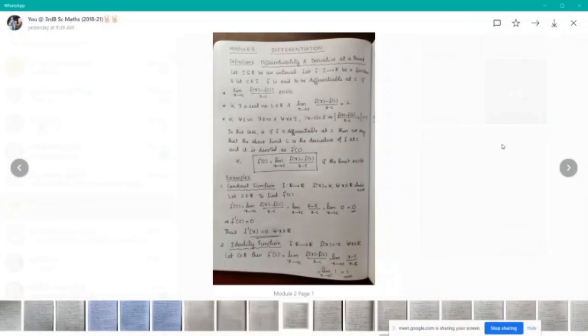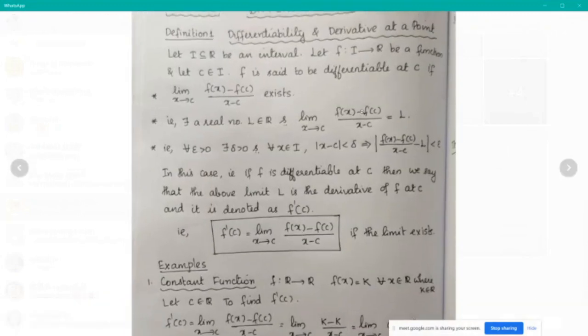Good morning, students. So we were discussing differentiation, second module of real analysis paper. അപ്പോൾ ഇന്നലെ നമ്മൾ പറഞ്ഞു എന്താണ് ഡിഫറൻഷ്യബിലിറ്റി അല്ലെങ്കിൽ ഡെറിവേറ്റീവ് അറ്റ് എ പോയിന്റ് എന്ന് പറയുന്നത്.